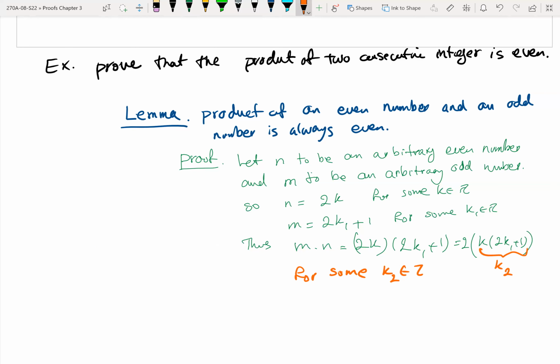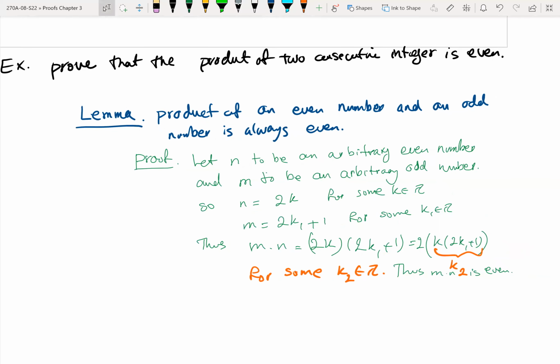For some k2 to be an integer. Thus, m times n is even. So now it's clear for me forever, whenever I have one even and one odd, the product is going to be even. Fine by now?